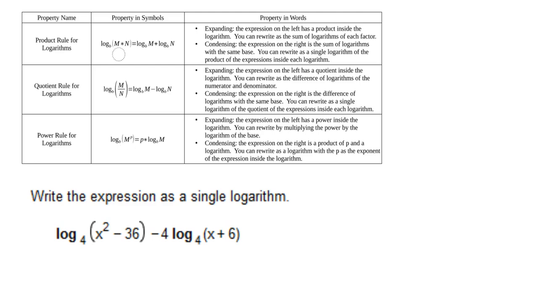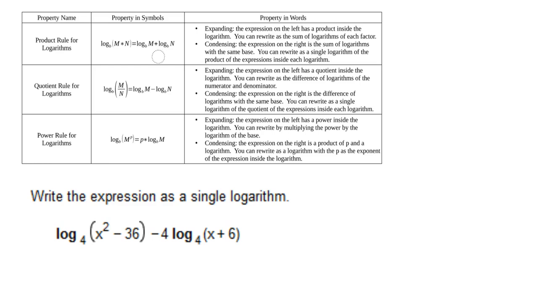So when we have a product, we can write it as the sum. When we have the quotient, we can write it as the difference. And when we have a power, we can multiply the log by that power. When we start with a single logarithm and write it with multiple logarithms, we call that expanding. But our example is going the other way. We're starting with multiple logarithms, and we want to write as a single logarithm.